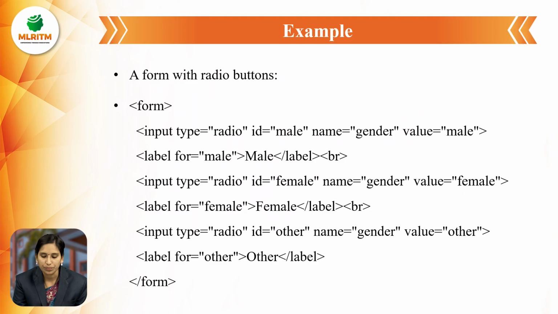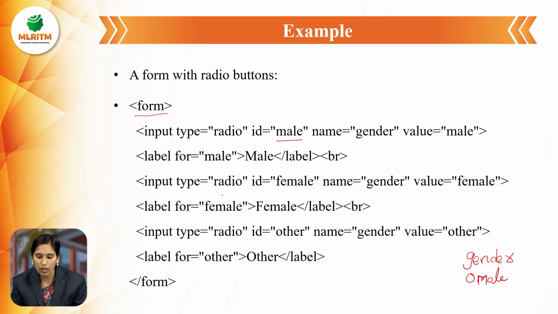See this example. Here we open the form tag. Next, input type equals radio, ID equals male, name equals gender, value is male. So this is the syntax of the input for radio buttons: type is radio, ID is male, and name is gender. The output is the first button, gender, with value male. So the label is for male.